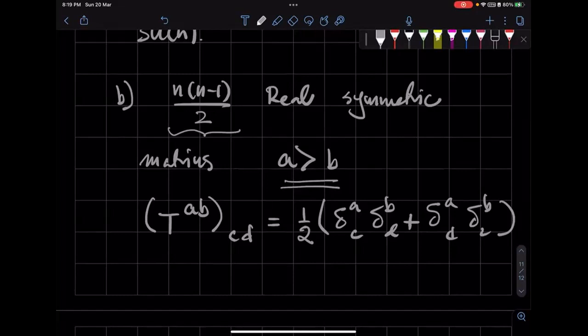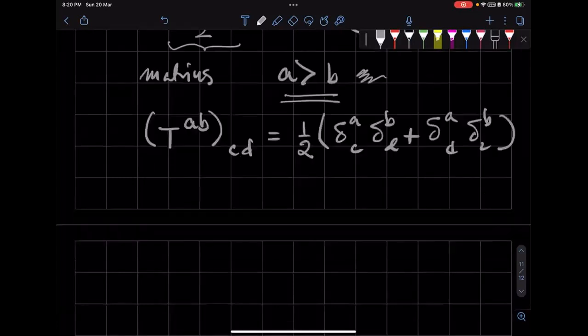How would you count this? How would you come up with this number? Can someone tell me? From this condition. So let me show you how we do this.